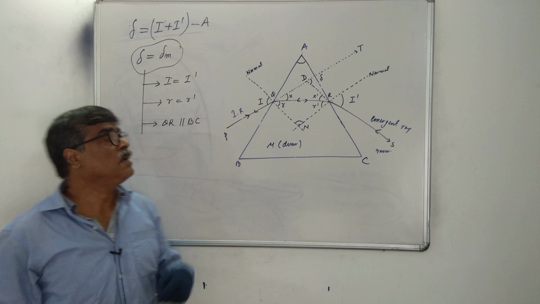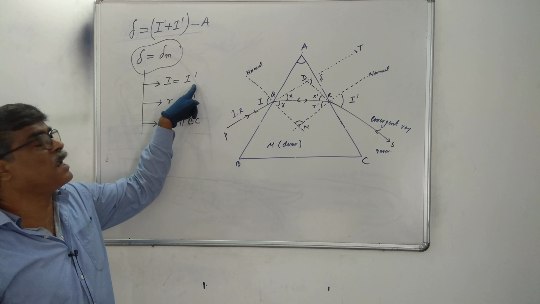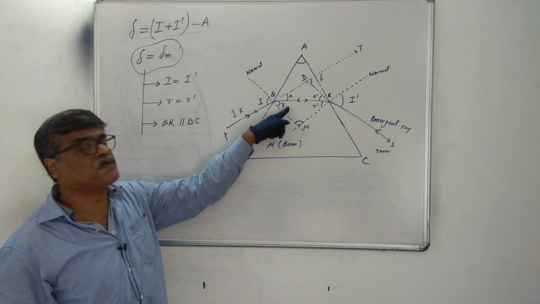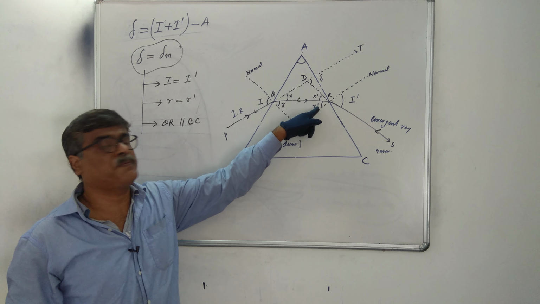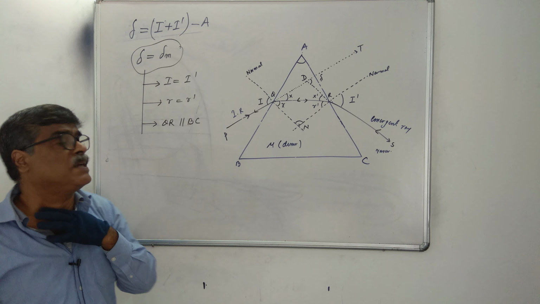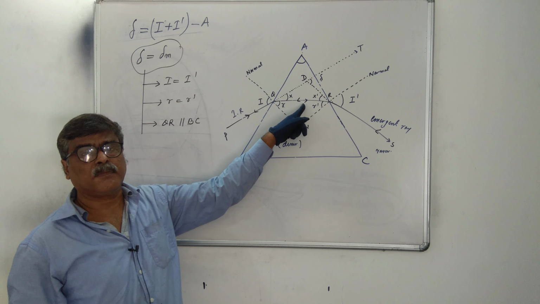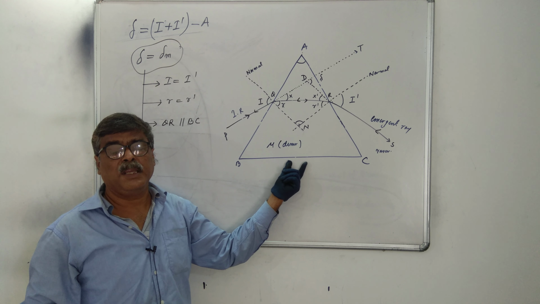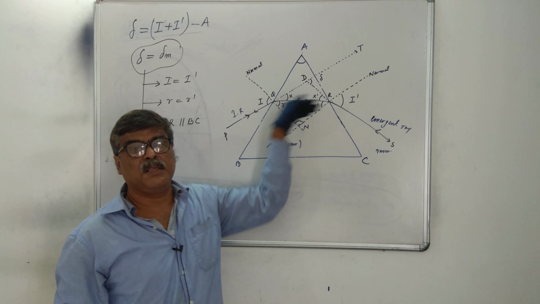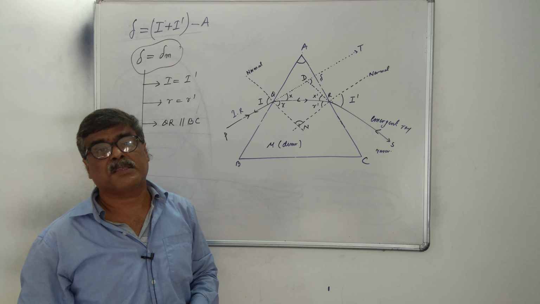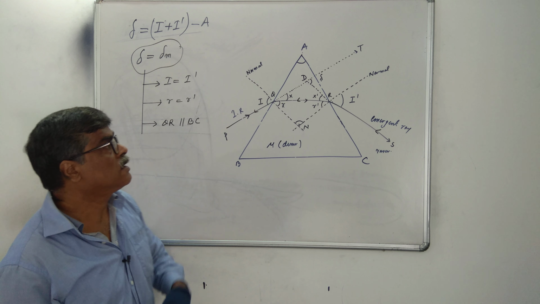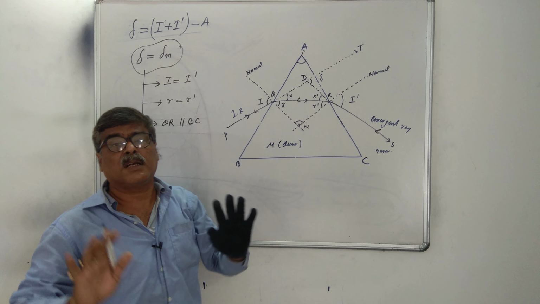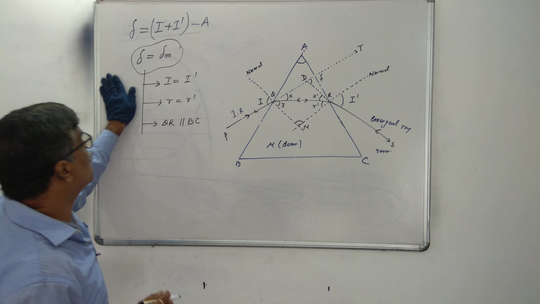What is the result? The angle of incidence is equal to the angle of emergence. The angle of refraction for the first face is equal to the angle of incidence for the second face. And this refracted ray QR is parallel to BC. It means this ray passes symmetrically through the prism. The meaning is AQ is equal to AR. These are the conclusions.